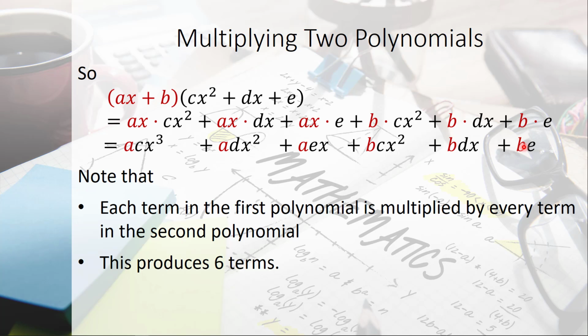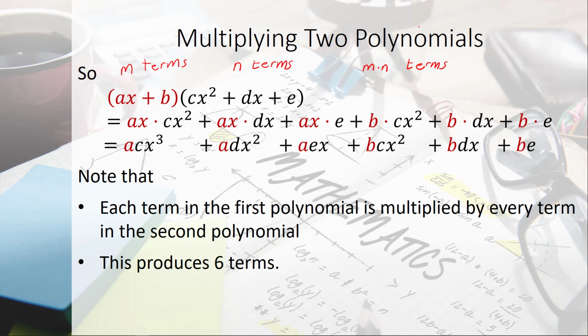In general, if your first polynomial had, say, m terms, and your second polynomial has, say, n terms, then the resultant polynomial before you simplify will have m times n terms. In other words, the product of the total number of terms.